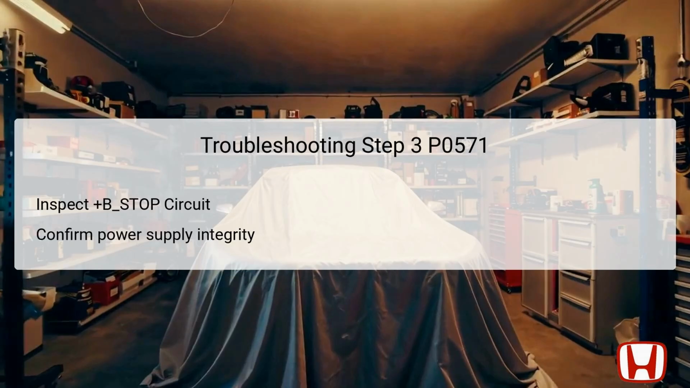Continuing with the troubleshooting process for DTC P0571, the third step emphasizes the integrity of the +B stop circuit. Start this inspection by ensuring that the circuit provides the correct voltage to the brake pedal position switch. This inspection typically involves checking with a multimeter to verify that the circuit operates within specified voltage limits, usually around 12 volts. Both the power supply and the circuit routing should be checked for signs of wear, corrosion, or disconnections.